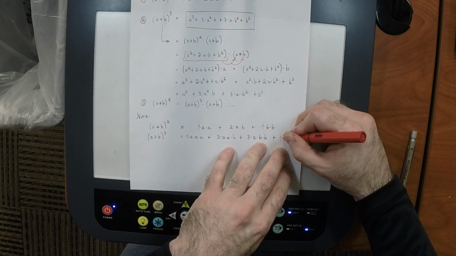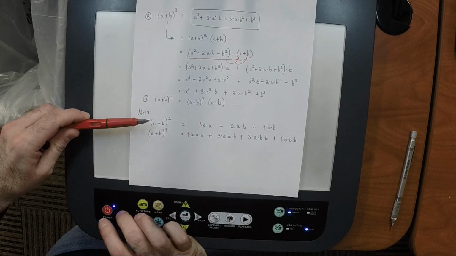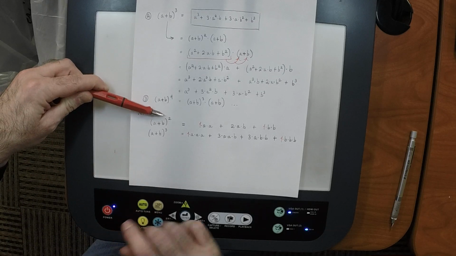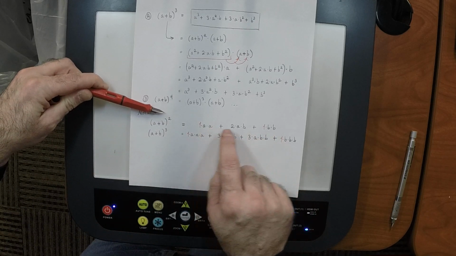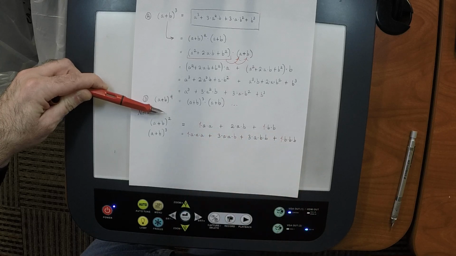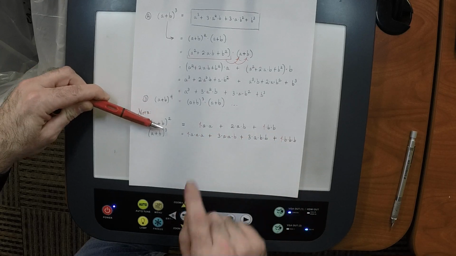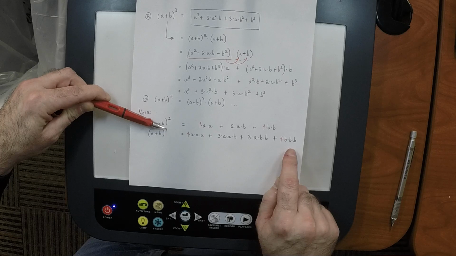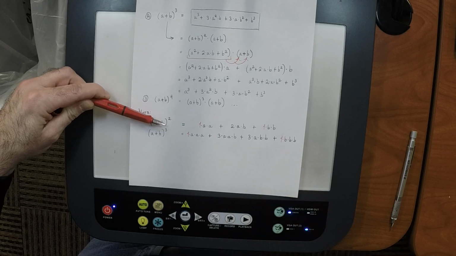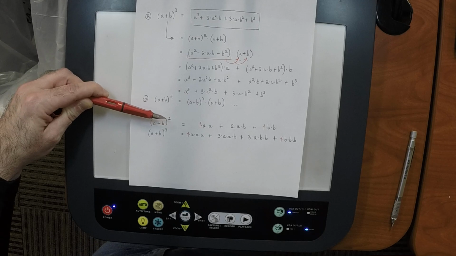And here's what I'd like for you to observe. When the exponent is 2, how many terms do we have in the formula? 3 terms. When the exponent is 3, how many terms? 4. Do you have a suspicion? When the exponent is 9, how many terms will there be? There'll be 10. There'll be 10 terms.